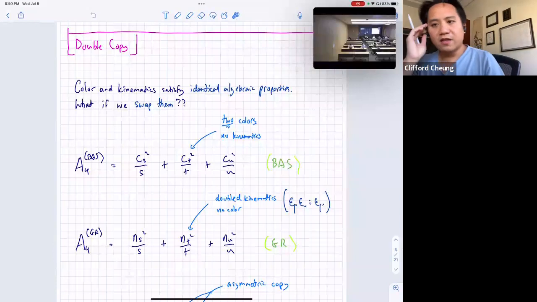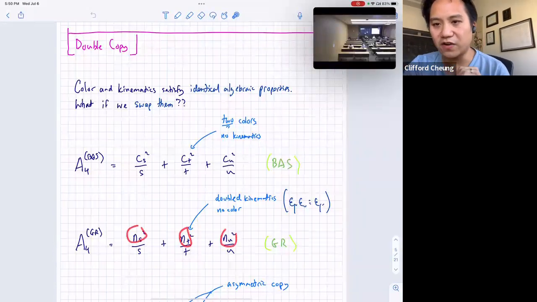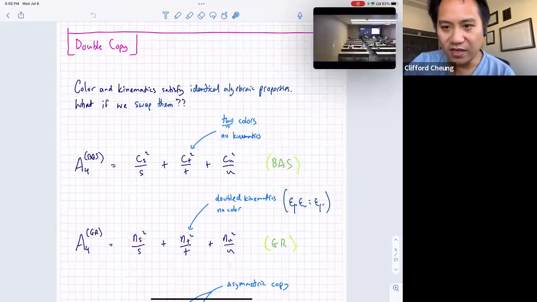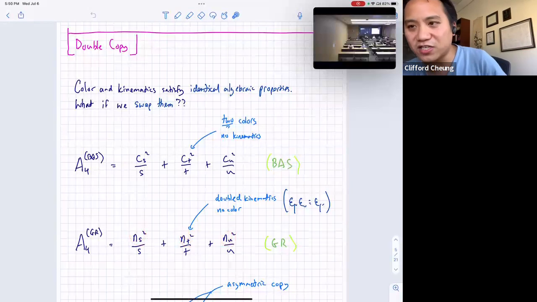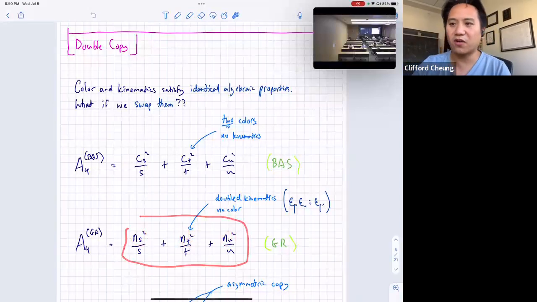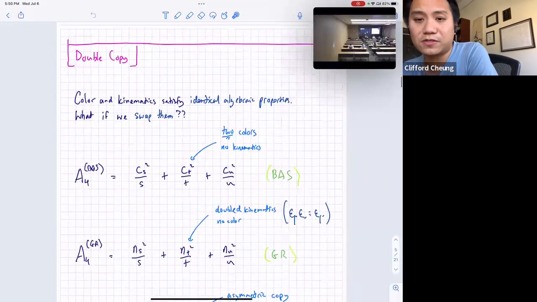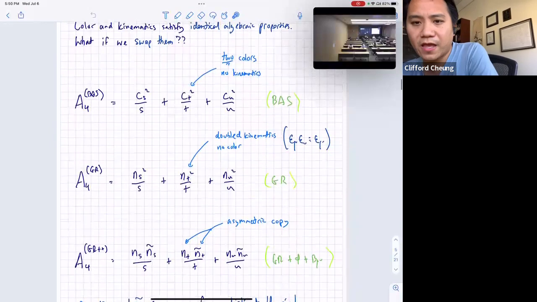The reason why this is super non-trivial is that the NS, NT, and NU are not gauge invariant separately. You know, NS, NT, and NU are just very complicated functions that change under gauge transformations. But somehow you can square them and put them here and you get a completely gauge invariant, or I should really say diff invariant amplitude, which is the one for GR.